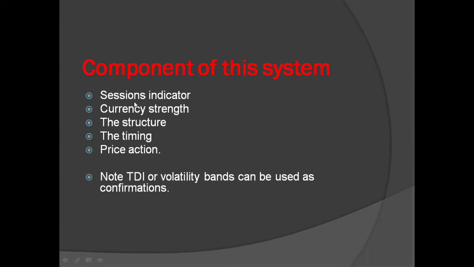The third component of this system is the structure, and this is what we're going to look at right now. The fourth component is the timing, which is very, very important. And then we're looking at price action. So these are the components of the system that you want to trade for the news. When all of these correlate together, you can take that trade. You can even take 10 standard lots on that. You will know that trade will move in the direction of the setup. It must move in the direction of the setup. That's what we're looking out for.